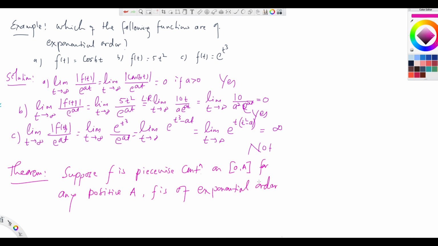If this is the case, then the Laplace transform of f exists for s greater than a. So this is the existence theorem for the Laplace transform. Okay, the function f must be piecewise continuous, and f must be of exponential order, meaning it is not blowing up. It is going down to 0. So in that case, the Laplace transform of the function f exists.